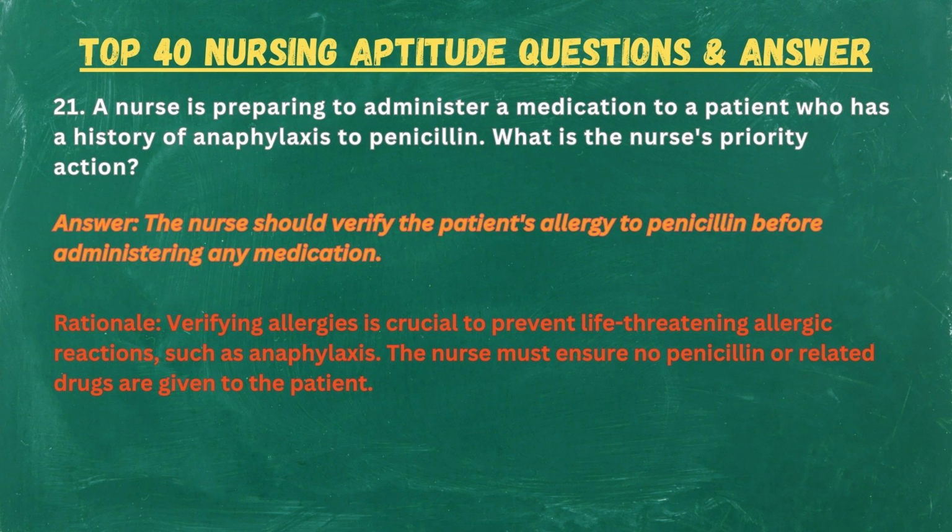21. A nurse is preparing to administer a medication to a patient who has a history of anaphylaxis to penicillin. What is the nurse's priority action? Answer. The nurse should verify the patient's allergy to penicillin before administering any medication. Rationale. Verifying allergies is crucial to prevent life-threatening allergic reactions, such as anaphylaxis. The nurse must ensure no penicillin or related drugs are given to the patient.